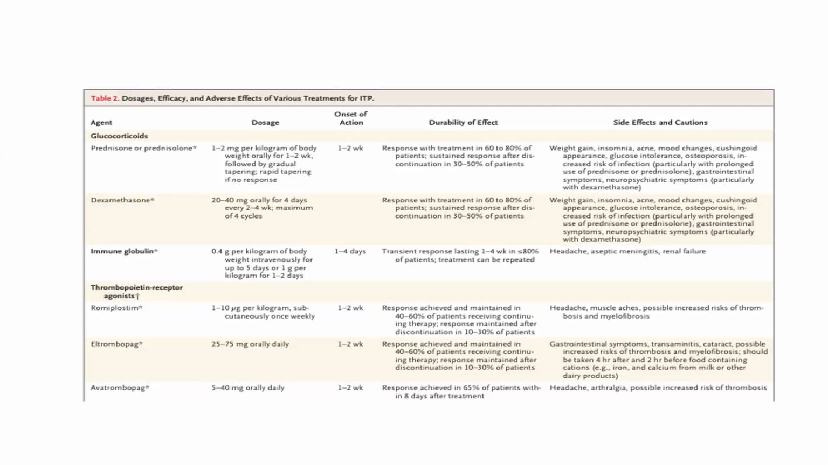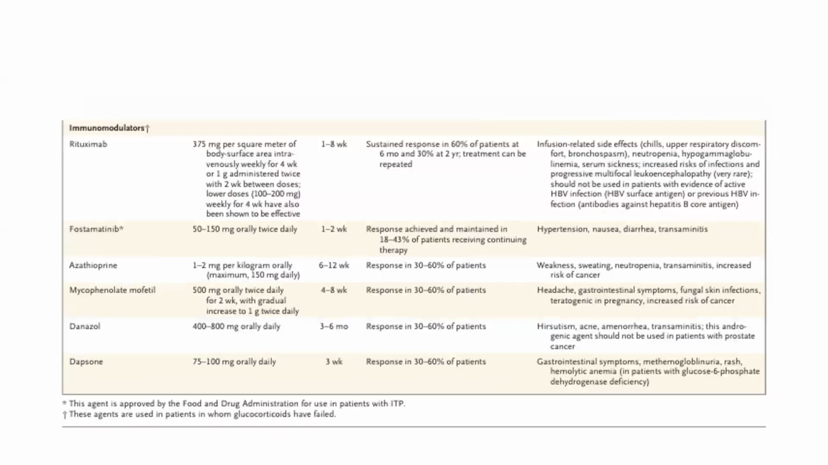Then avatrombopag, the dose is 5 to 40 mg orally daily. The side effects are headache, arthralgia, possible increased risk of thrombosis. Immunomodulators that can be used are rituximab, fostamatinib, azathioprine, mycophenolate mofetil, danazol, and dapsone.